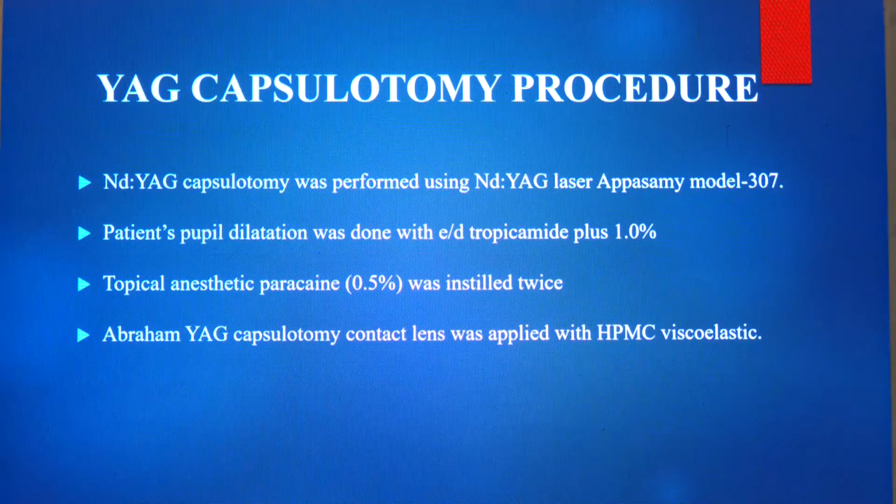YAG capsulotomy procedure. Nd:YAG capsulotomy was performed using Nd:YAG laser Apasami model 307. Patient's pupil dilatation was done with eye drop tropicamide plus 1%. Topical anesthetic Paracaine 0.5% was instilled twice. Abraham YAG capsulotomy contact lens was applied with HPMC viscoelastic.